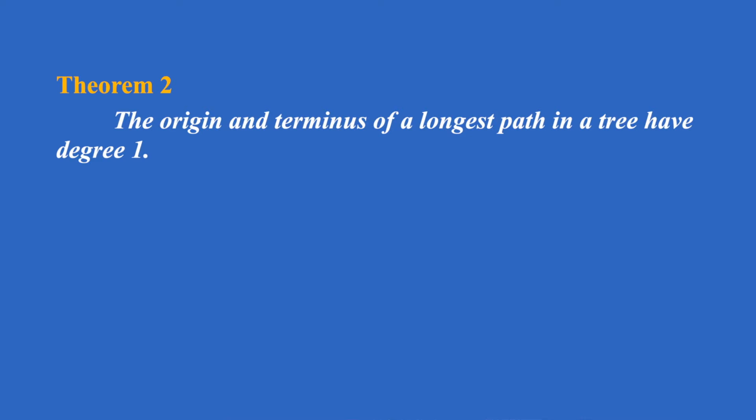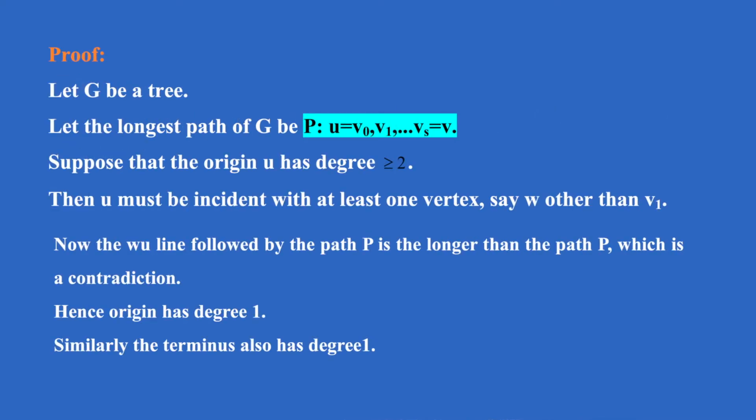Theorem 2. The origin and terminus of a longest path in a tree have degree 1. The proof: let G be a tree. Let the longest path of G be the path P: u equal to v0, v1, v2 and so on up to vs, which is equal to v.